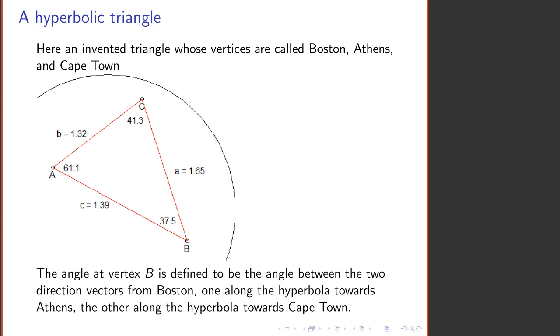What do I mean by the angle at vertex B? I mean the angle between the direction vector along the hyperbolic line that goes from B to C and the direction vector along the line that goes from vertex B to vertex A. And don't be fooled. This angle has a hyperbolic measure of 37.5 degrees, but that's not its Euclidean measure.